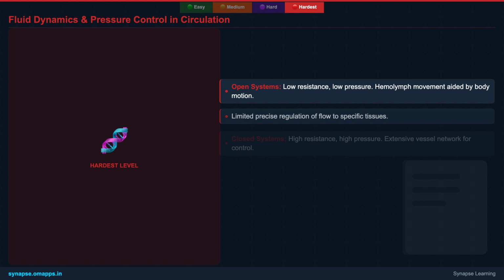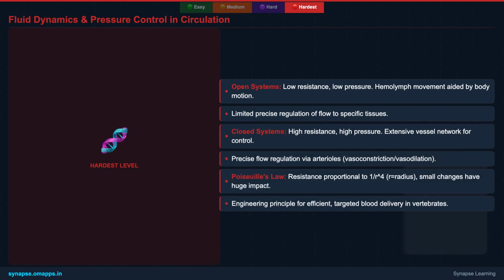Delving into fluid dynamics, the contrast between open and closed systems becomes even clearer. Open systems, with their lack of continuous, high-resistance vessels, operate at significantly lower hydrostatic pressures. Hemolymph movement often relies on general body movements and simple muscle contractions, making precise control over flow to specific tissues quite challenging. In stark contrast, closed systems maintain high hydrostatic pressure, which is vital for rapid and efficient transport.